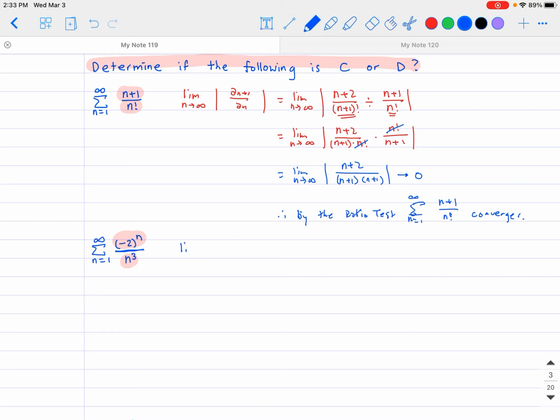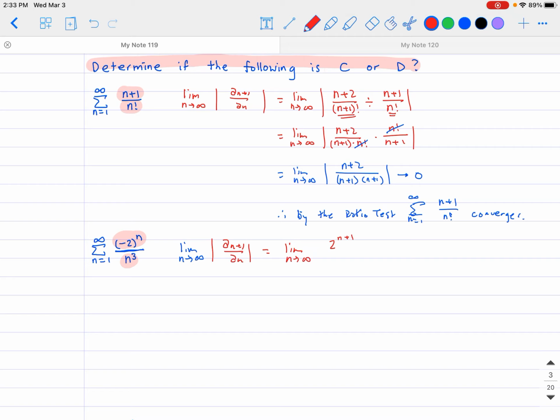So here we go. Limit as n approaches infinity, and let me use red because I've been using it so far, of the next term divided by the current term. So let's see what happens there. Limit as n approaches infinity. The next term is going to be 2 raised to the power of n plus 1.